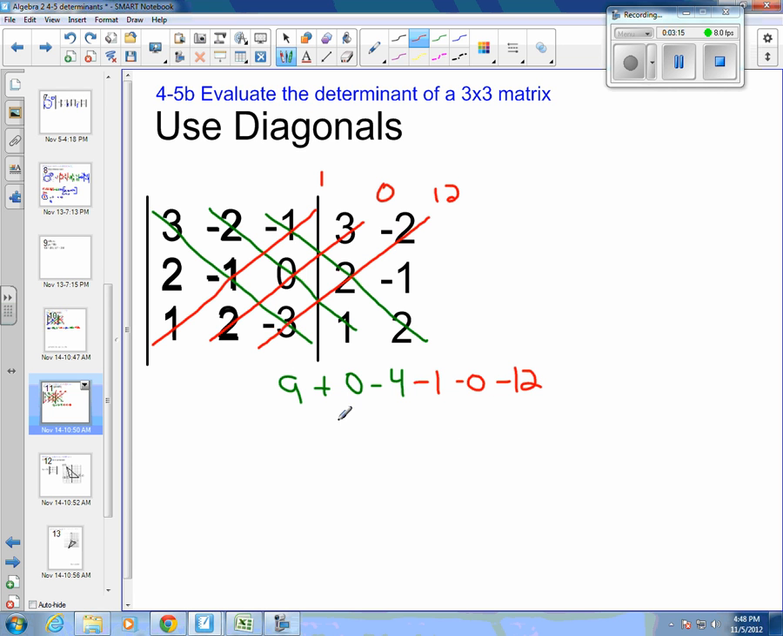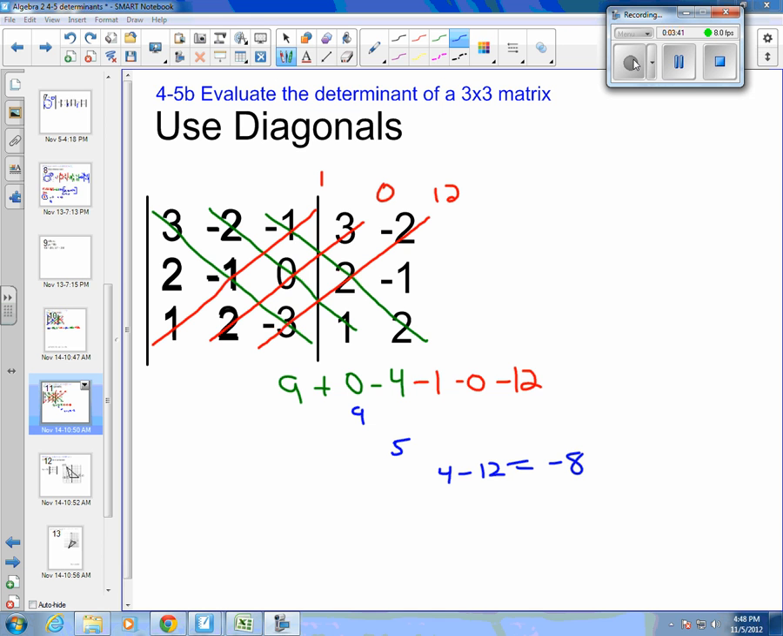And then I just need to do the math. So 9 plus 0 is 9. 9 minus 4 is 5. 5 minus 1 is 4. 4 minus 0 is still 4. And 4 minus 12 there is going to give me a minus 8.